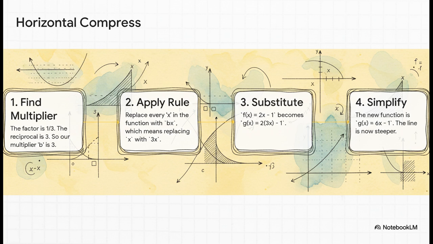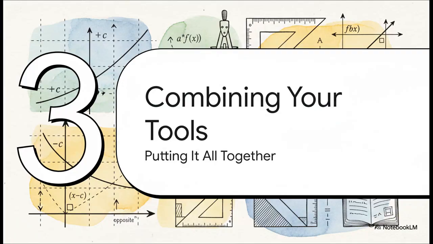But hang on a second. Notice what happened. We compressed it, but the slope got bigger. The line got steeper. It's that opposite logic hitting us again. It works every time. Okay, now for what I think is the coolest part.